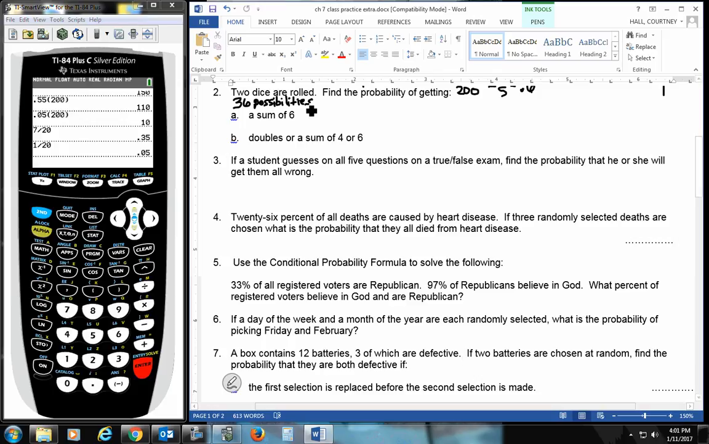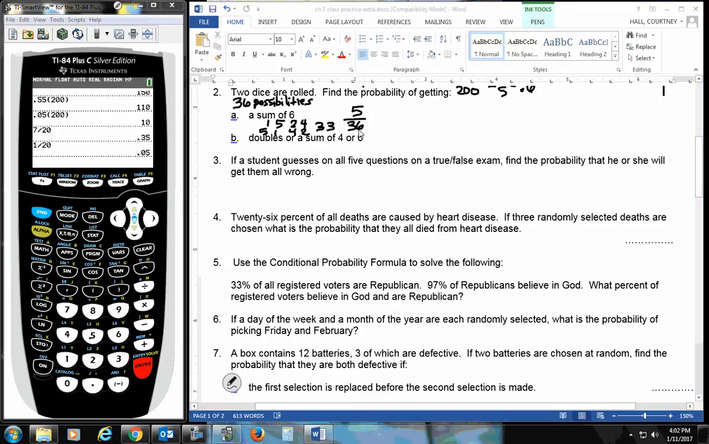How could I get a sum of 6? I could get a 1 with a 5. I could get a 5 with a 1. I could get a 2 with a 4. I could get a 4 with a 2. I could get a 3 with a 3. So there are 5 possibilities for getting a sum of 6. So I'm going to say it's 5 out of 36.